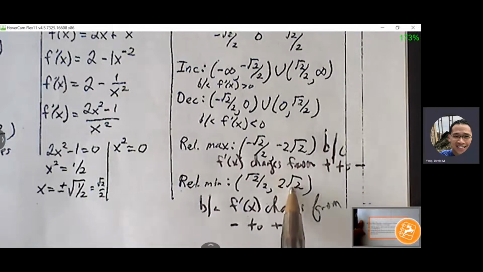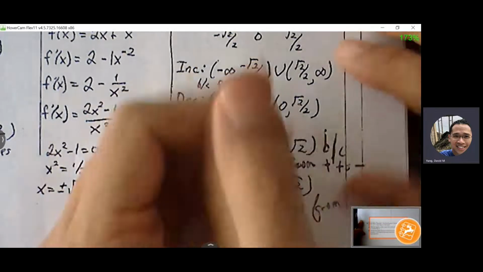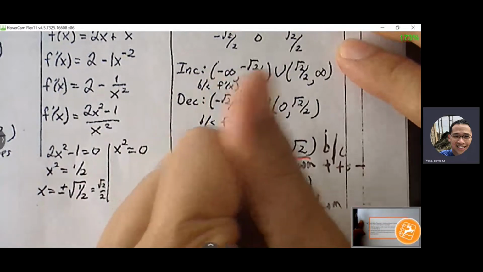And then the relative max and relative min, these are not intervals here. These are physical ordered pairs. So I went ahead and found these y values by plugging them back into the original function.